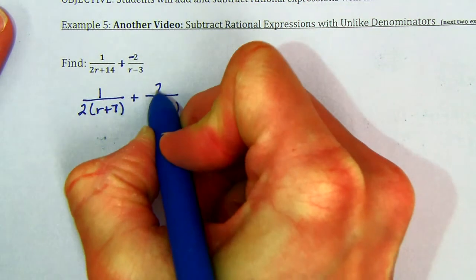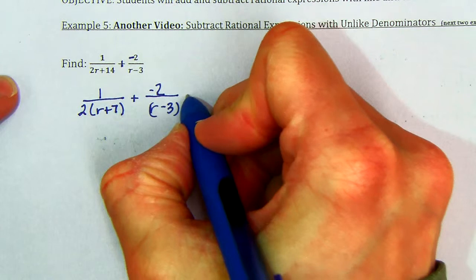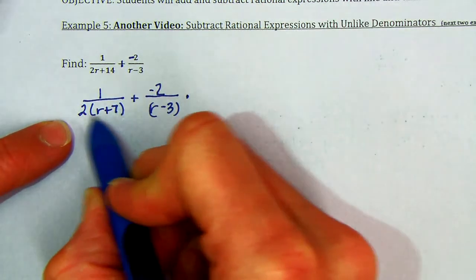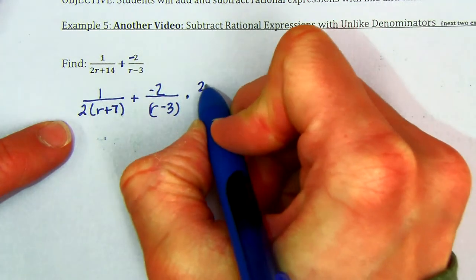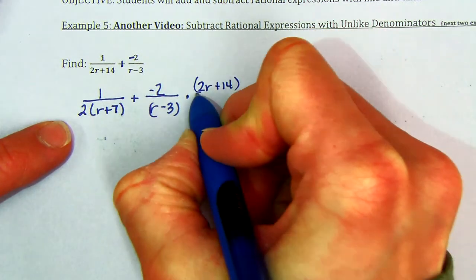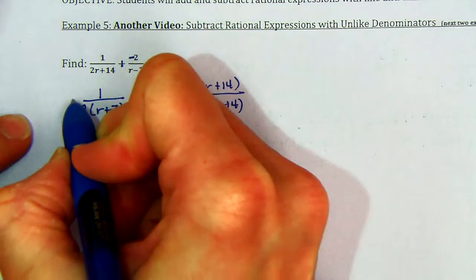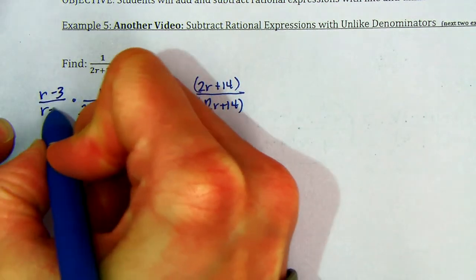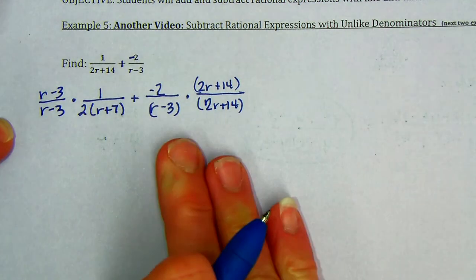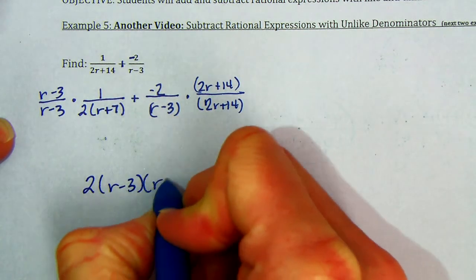What I have to multiply this by is, I'm going to go ahead and distribute the 2 in there right away, because I have to multiply it by 2 times r plus 7, or 2r plus 14 over 2r plus 14. And this one is missing the r minus 3, so I have to multiply that one times r minus 3 over r minus 3. So my common denominator is now 2 times r minus 3 and r plus 7. I'm not going to multiply them because I may have to factor at the end anyways.